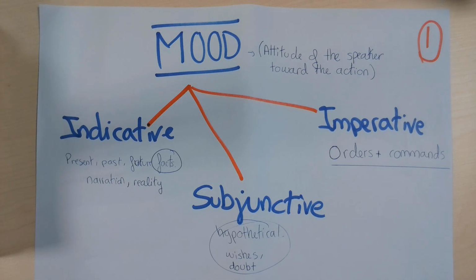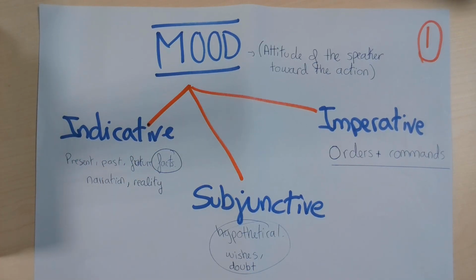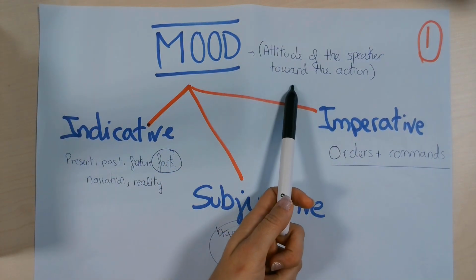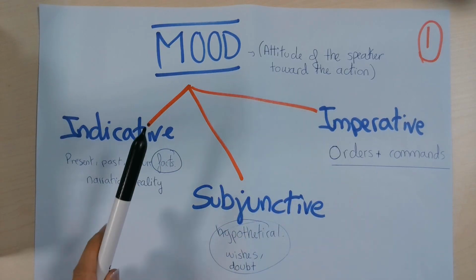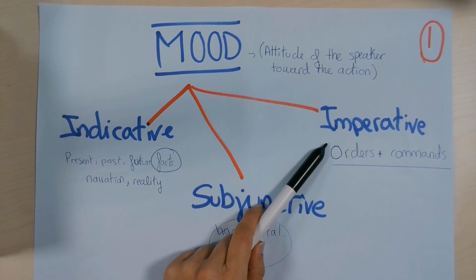Hello everyone, in this video we're going to do an introduction to Spanish grammar and we're going to focus on some terminology, the difference between mood, time frame and tenses. The mood refers to the attitude of the speaker towards the action, and in Spanish we've got three moods: the indicative, the subjunctive and the imperative.